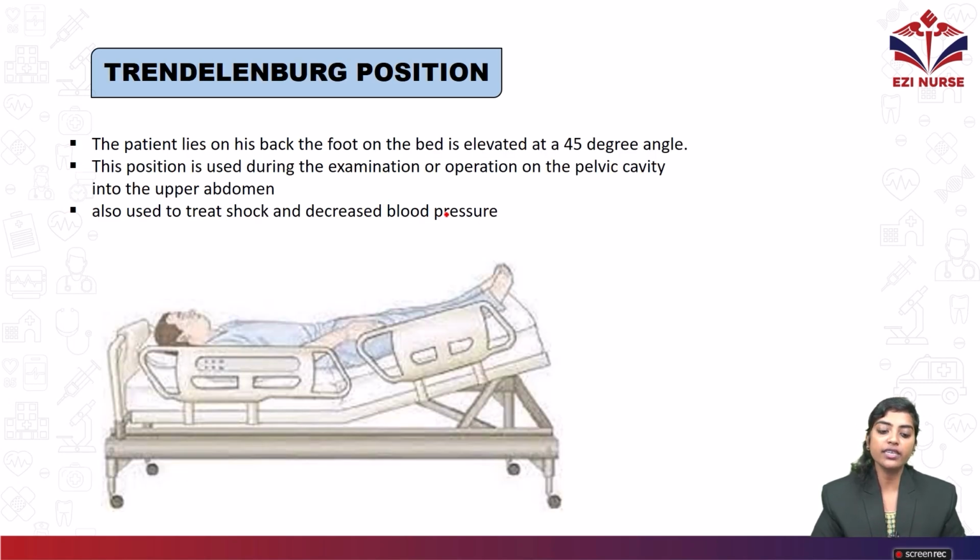Next, move on to the Trendelenburg position. In that, the patient lies on his back. The foot of the bed is elevated at a 45-degree angle. We give the Trendelenburg position by elevating the foot of the bed. How many degrees do we elevate? A 45-degree angle.